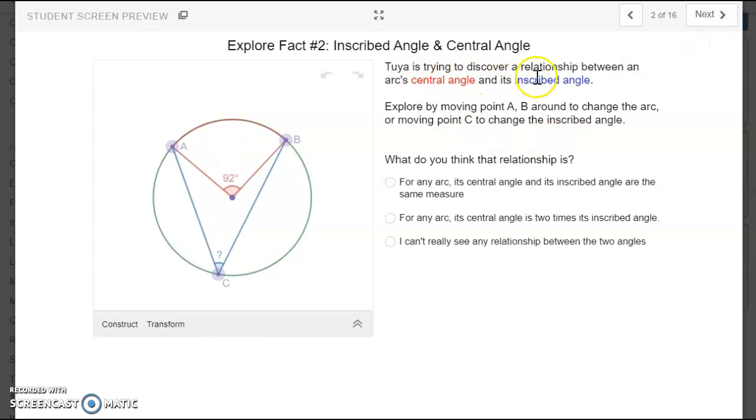Now we are trying to discover a relationship between the arc's central angle, that's the red angle, and the inscribed angle, that's the blue angle, right? Explore by moving points A and B around to change the arc length or the arc measure, and also moving C to change the inscribed angle position. So what do we notice? What do you think the relationship is? Is there a relationship between the red angle and this angle? Visually, what does it look like?